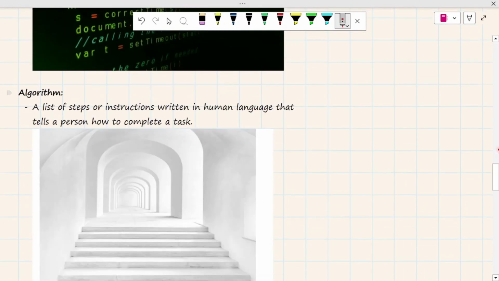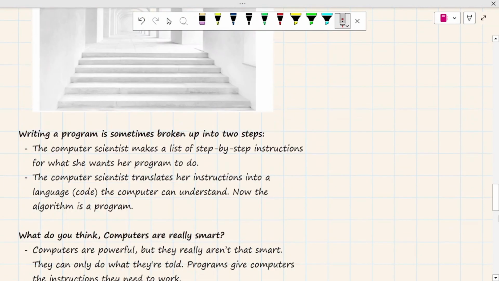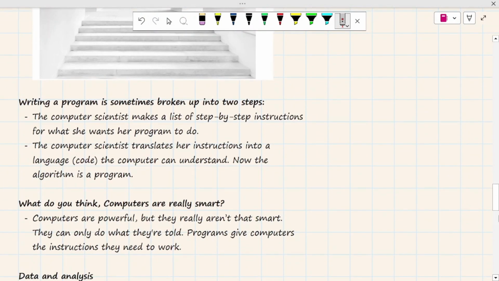And now coming to the algorithm. An algorithm is instructions written in human language that tells a person how to complete a task. For example, adding two numbers. First, we have to know what those numbers are. So, first take the number, take the second number, and then add both of them and then display. These are the number of steps that are used in order to solve a particular problem, and that is adding. Therefore, I hope you have understood what exactly is the algorithm and what is a program.